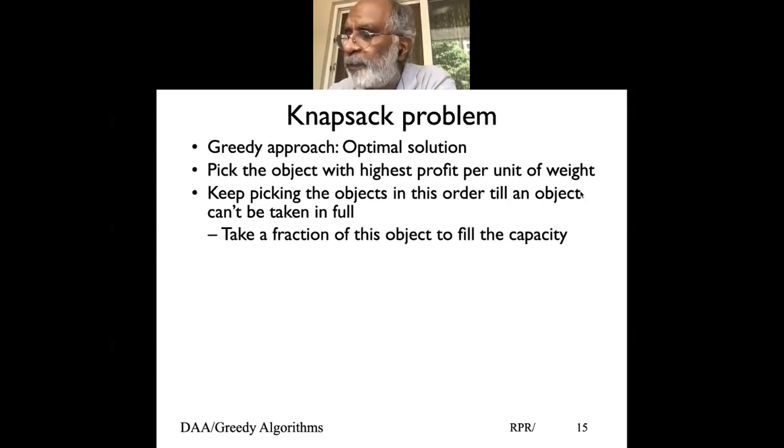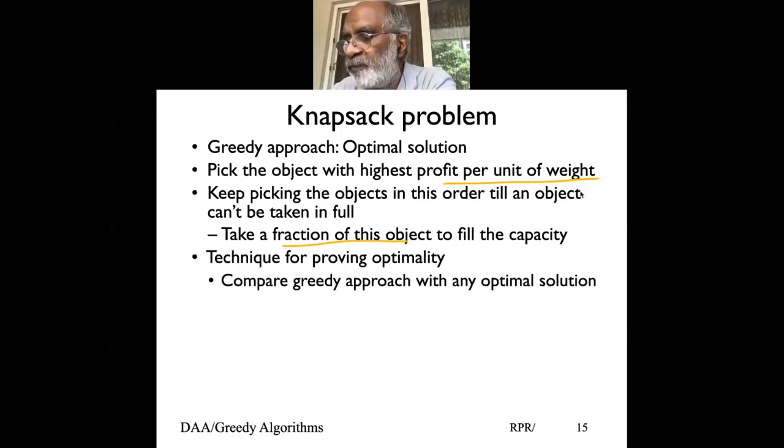So essentially, keep picking the objects in the order of highest profit per unit kg of weight until we can't take an object in full. When we can't take it in full, take a fraction of it and fill, and I should be done. And we look at why this is optimal.